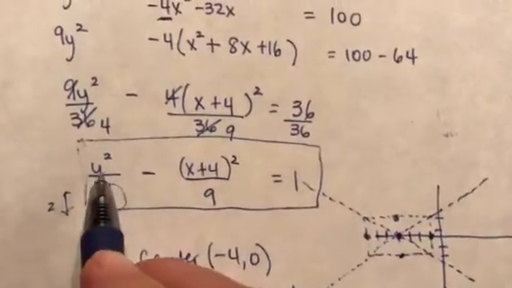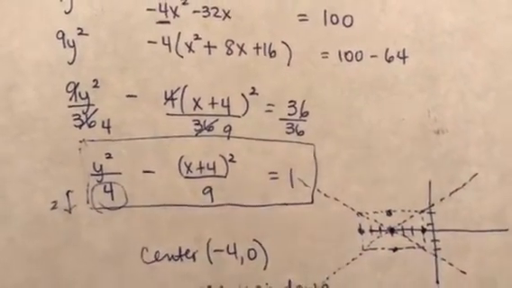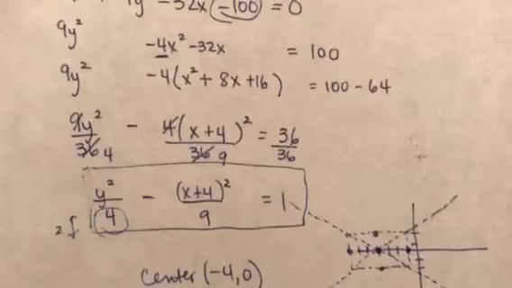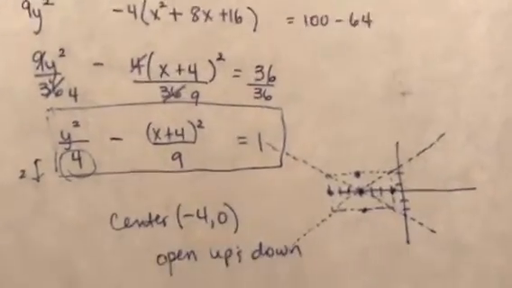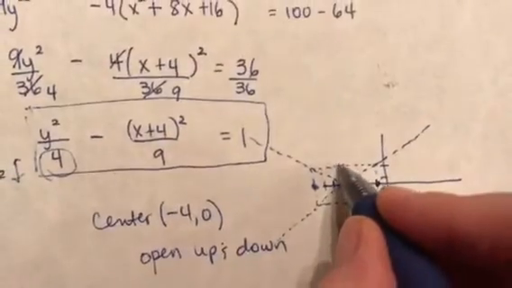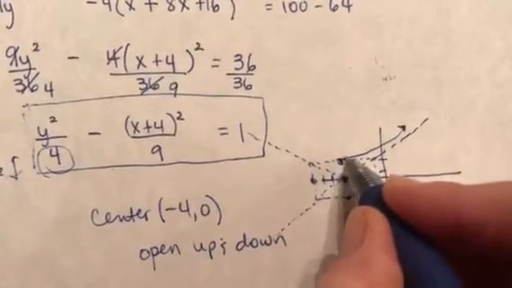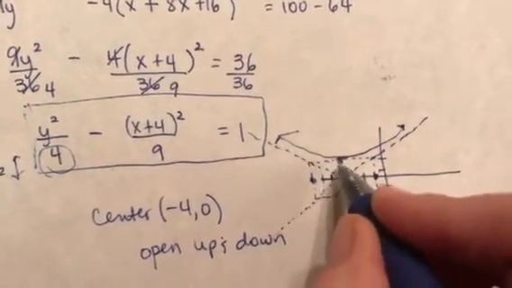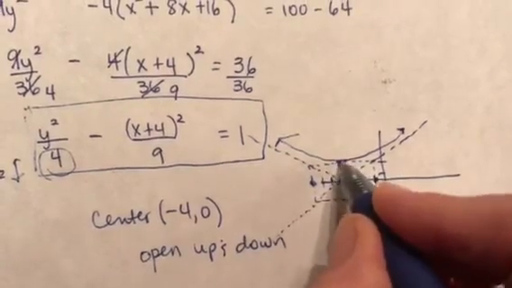And then because the y comes first, it has nothing to do with what's in the denominator. It's all about who comes first. I know it will open up and down. The points here on your box, those are your vertices. So it's going to look something like this, just a nice smooth curve. The only place it should touch on this magic box is that one point.